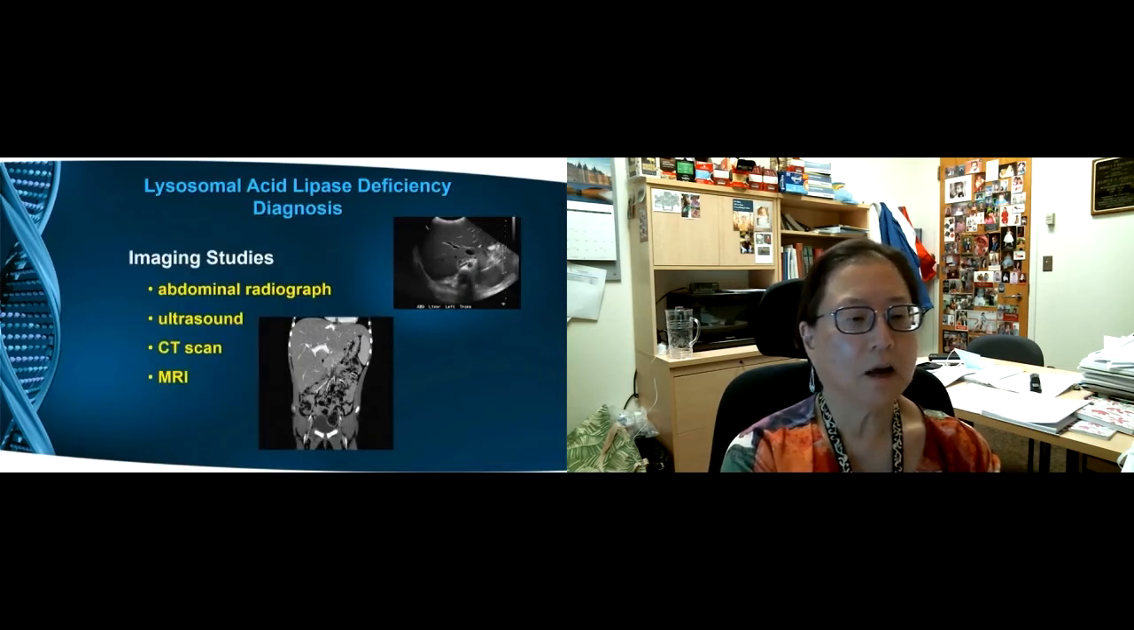Imaging studies may be helpful. Getting an abdominal radiograph may show you adrenal calcifications. An ultrasound may show you an enlarged liver and spleen. CT scan and MRI. MRI may show the fat in the liver. Next slide.